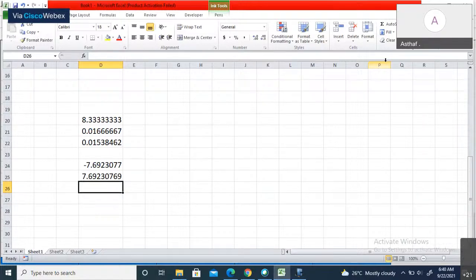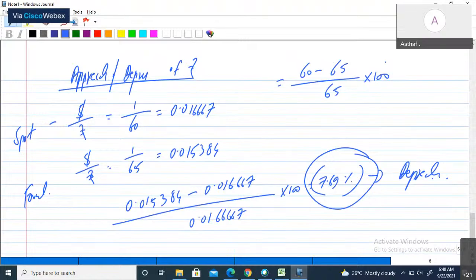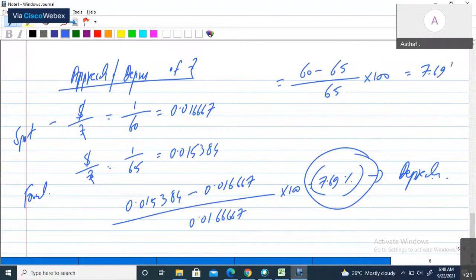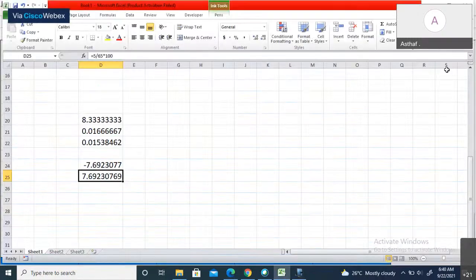See, you are getting the same number, the minus only. Same 7.69 you are getting. Look here, since I have given plus 5, actually it will come minus 5 only. So this is the shortcut.